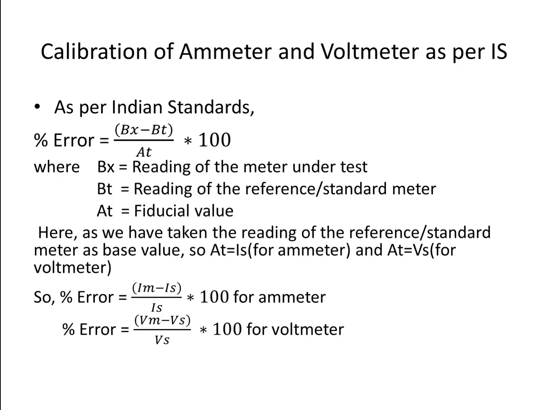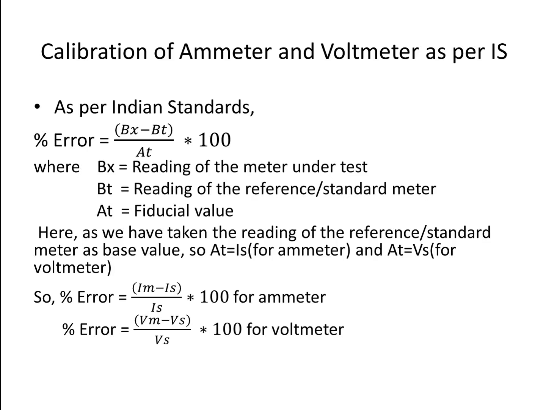Now we shall study the ammeter and voltmeters calibration as per Indian standards, that is the IS. Now as per Indian standards, the percentage error formula is (Bx minus Bt) divided by At multiplied by 100. So here we have three new terms: Bx, which is reading of the meter under test; Bt is the reading of the reference or standard or substandard meter; and At is the fiducial value.